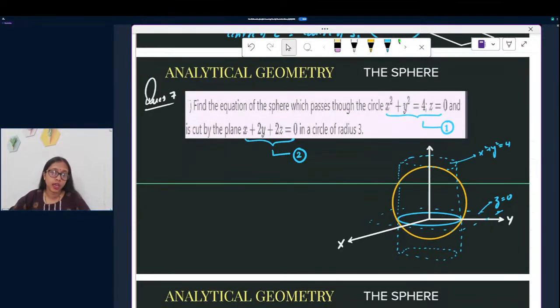Okay. So how can I find the equation of a sphere? Find the equation of the sphere, right? So let me just stop right here and let's see what we can do only for this part. To find the equation of a sphere which passes through the circle. How can I find the equation of a sphere that passes through the circle?